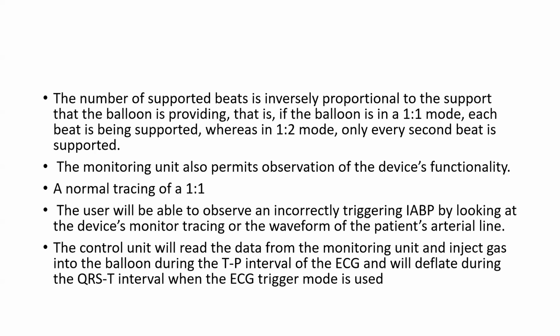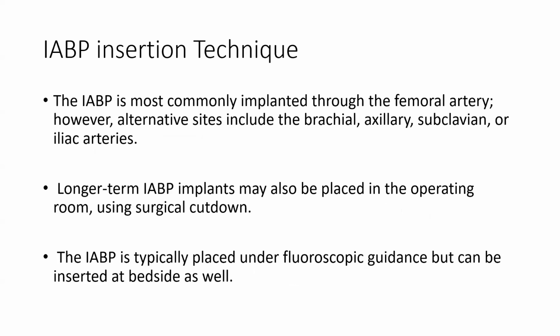The user will be able to observe an incorrectly triggering IABP by looking at the device's monitor tracing or the waveform of the patient's heart. The control unit will read the data from the monitoring unit and inject the gas into the balloon during the TP interval of the ECG and will deflate during the QRS interval when ECG trigger mode is used.